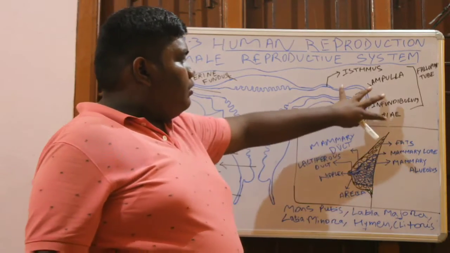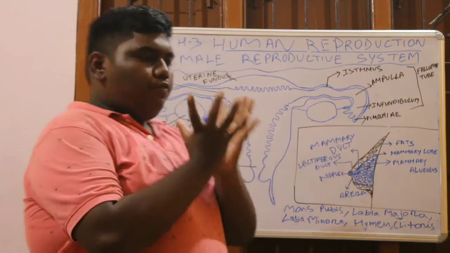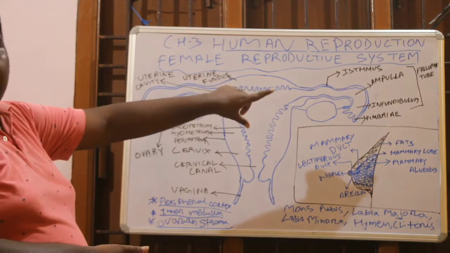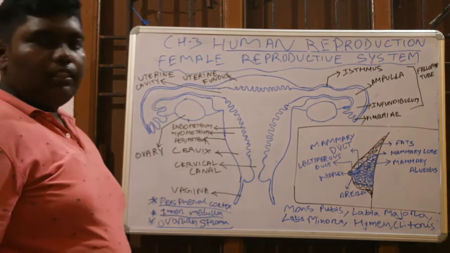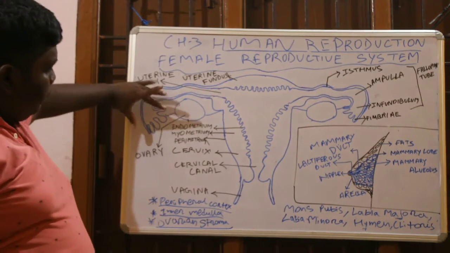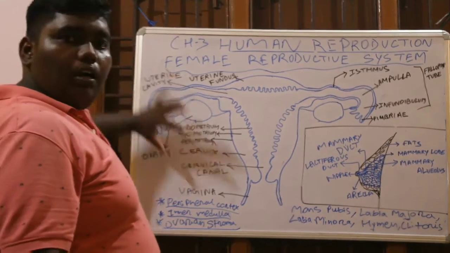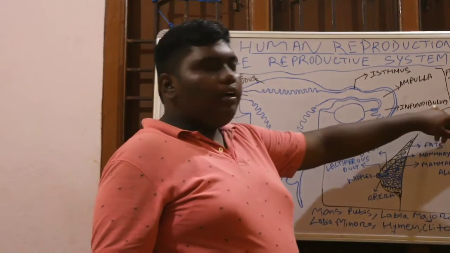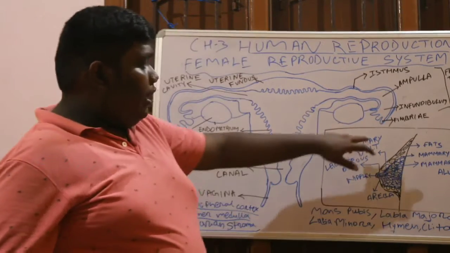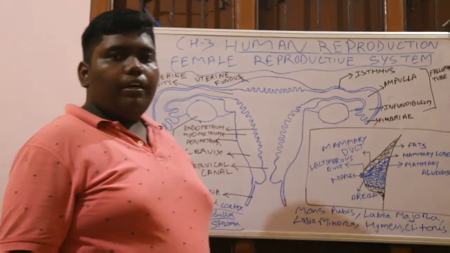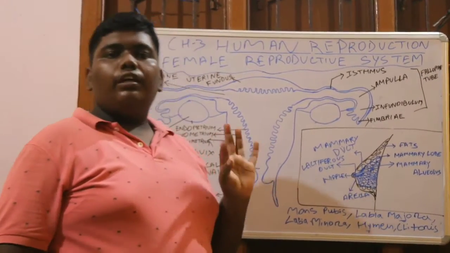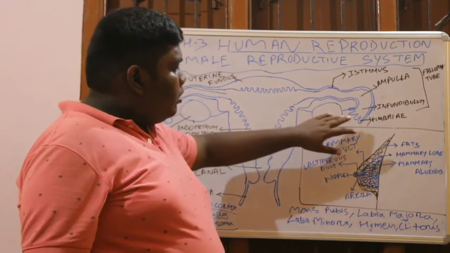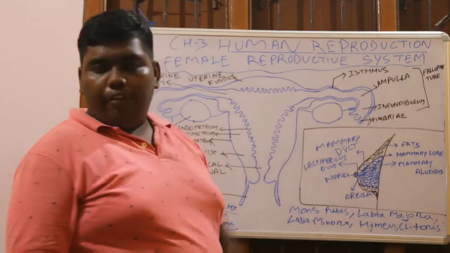First, there is a funnel-like part. Here you can see, the diagram wasn't good, but on this side you can see this is funnel-like, a V-shaped curve. This funnel-like part is called the infundibulum. At the end of the infundibulum there is the fimbriae. The fimbriae are finger-like projections that help in receiving the ovum from the ovary and further transporting it into the fallopian tube.